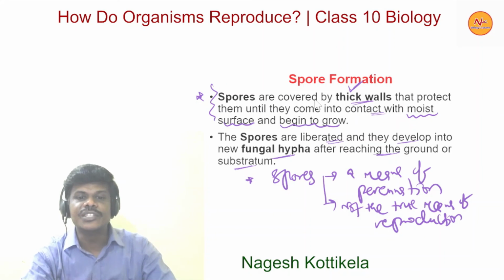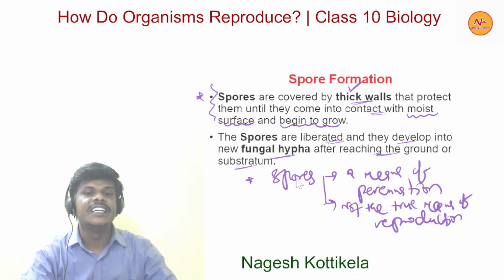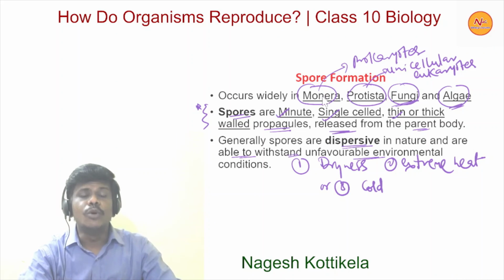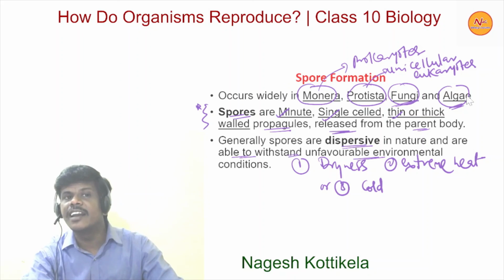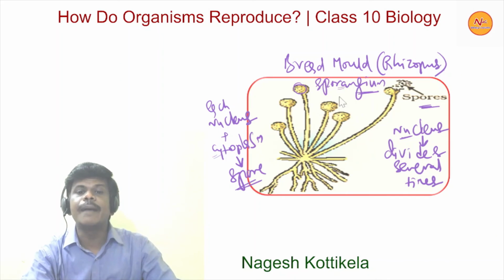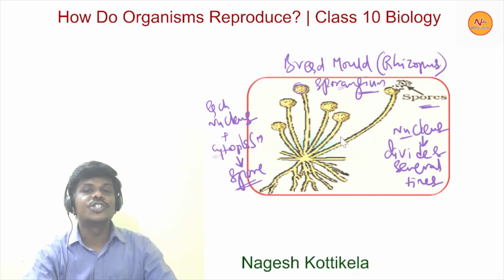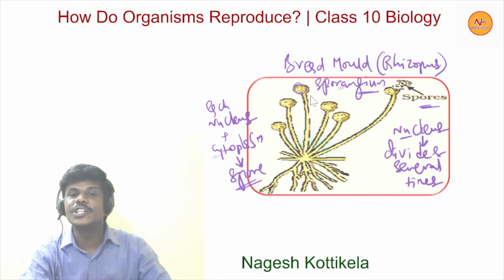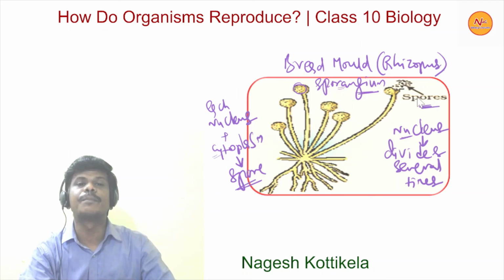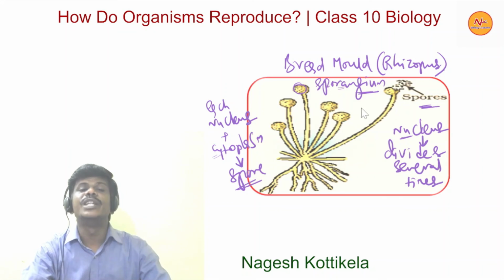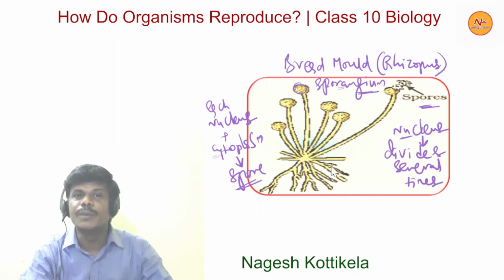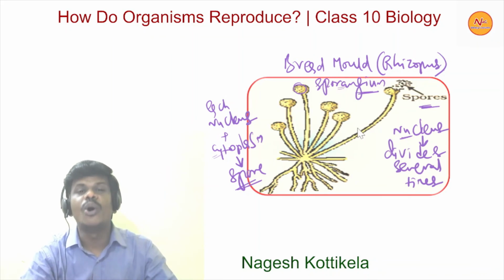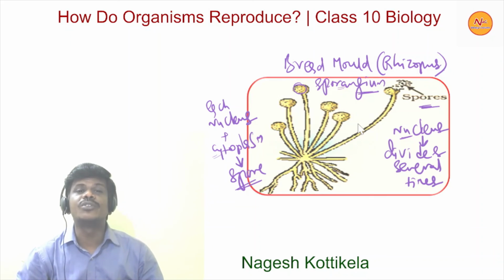This is how spores are formed in various organisms like Monera, Protista, fungi and algae, and this one is the example of bread mold Rhizopus spore formation. These filamentous structures are called hyphae, and this is a sporangium. Inside the sporangium, spores are present. They are dispersive in nature. When they are released and come in contact with a moist surface on the ground or substratum, they develop into new organisms. So this is about spore formation.